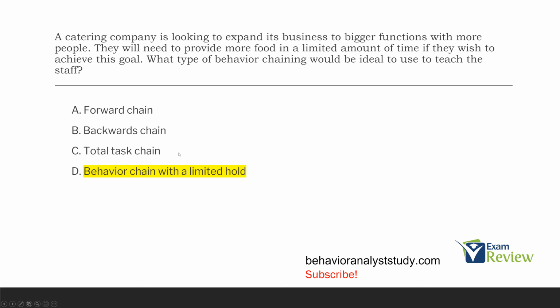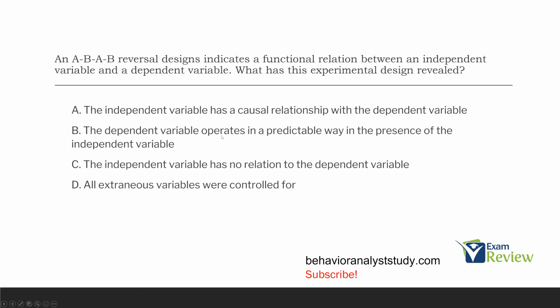Forward, backwards, and total task might be better. Total task might be the play here. They might already know most of the skills, but total task in this answer choice does not have a limited hold. If we have this chain we need to complete with a limited amount of time, then we need to teach that chain with a limited hold. That would be ideal. So, best answer here is behavior chain with a limited hold. We satisfy the chain and the limited amount of time requirement.